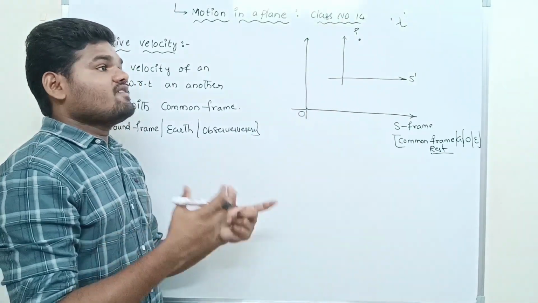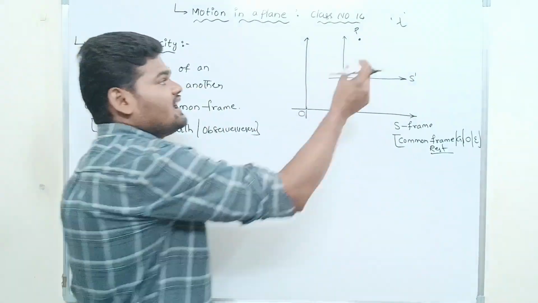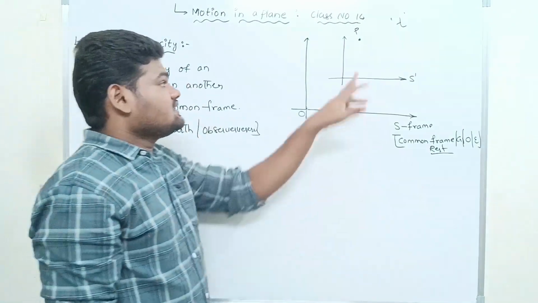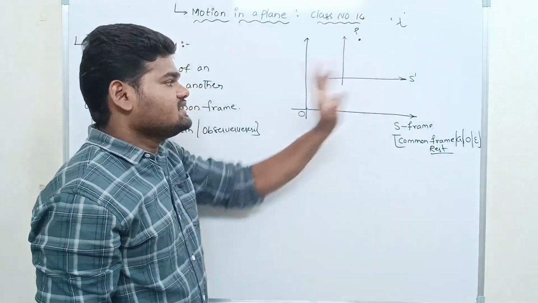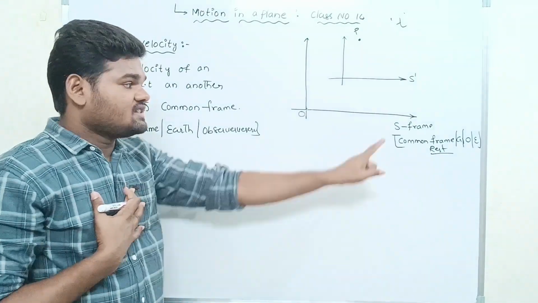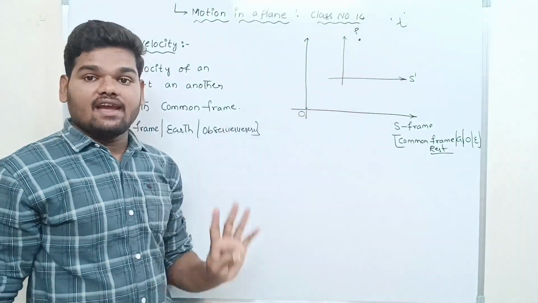Now what I have to do? I want to analyze their situation. For that, just take the photograph at that particular instant of time. So this is the position of point P and this is the position of the S dash frame. Now with respect to me, I want to find the positions of particle P and the S dash frame.